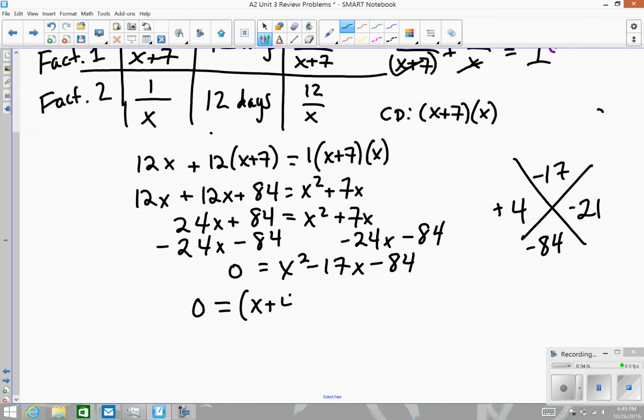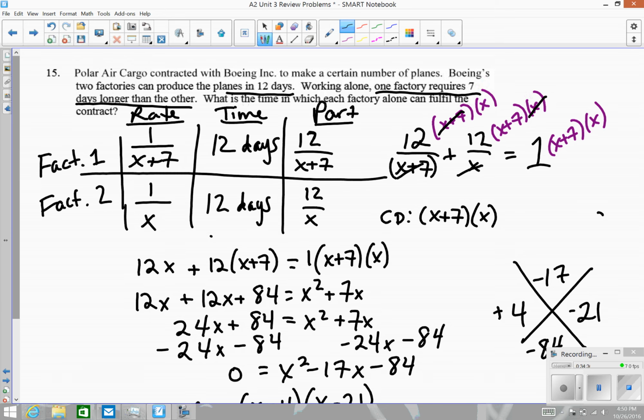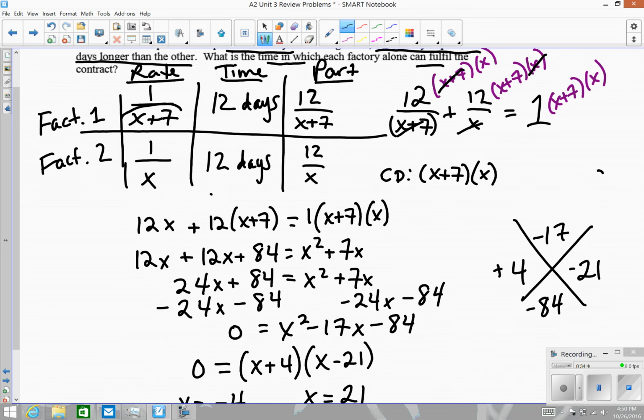So this can be factored into x plus 4, x minus 21, which means I have a value for x of negative 4, or a value of x of positive 21. Now I need to look back at what this problem is asking me and make sure that I answer it. What is the time in which each factory alone can fulfill the contract? So the time for each factory alone comes from this part, the x and the x plus 7.